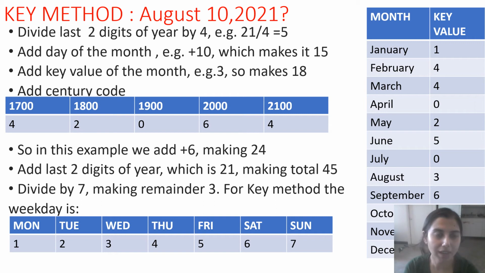Now let us try the key method. A lot of people prefer the key method, and it's pretty simple. The reason why I do not prefer the key method is because each month has a key value, and there is basically no pattern that I could find between the month and the key value associated with the month.